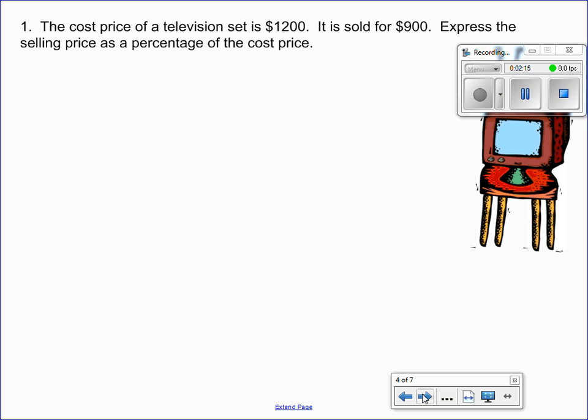Okay, so we're being asked to express the selling price as, there's those keywords, a percentage of the cost price. This is worded kind of funny, but basically, what did it sell for, and what did it originally cost? It's important to note the cost price is the original amount.